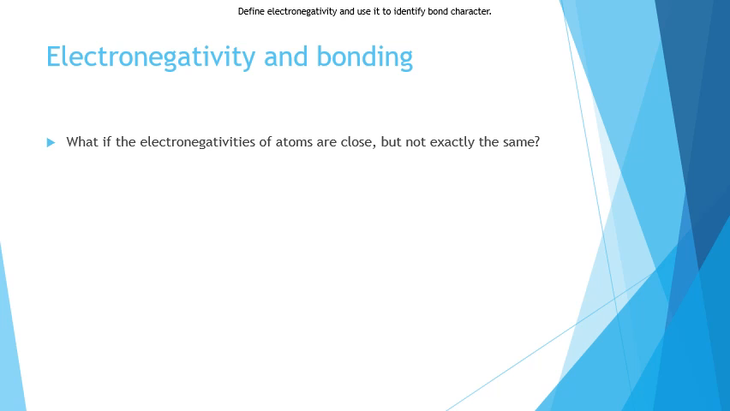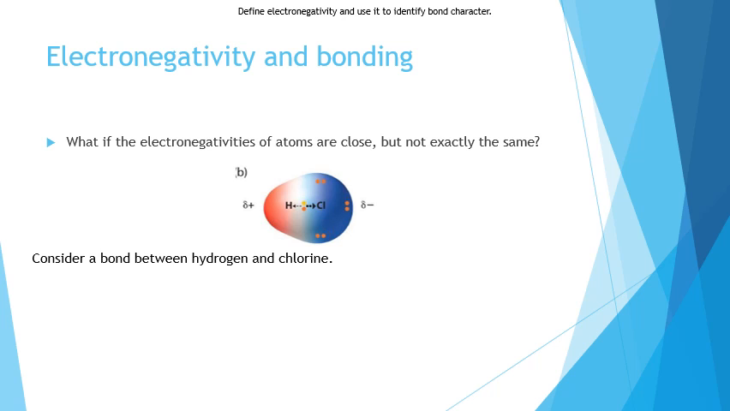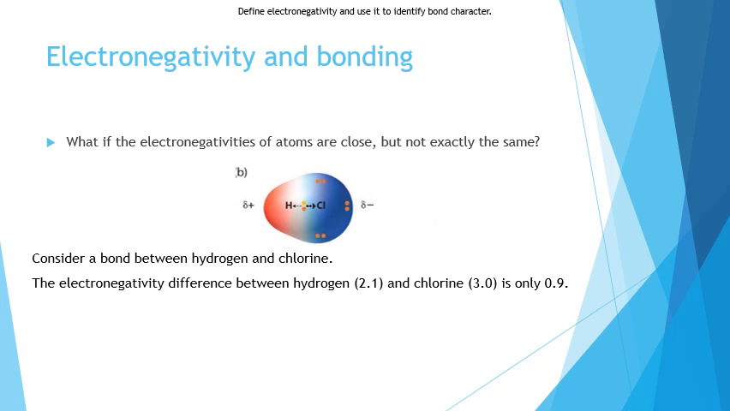So what if the electronegativities of the atoms that are bonding are close, but they're not exactly the same? So let's consider a bond between hydrogen and chlorine. And I'll talk about this picture up here in just a second and tell you what we're seeing here. But just look at the electronegativities of those two. The electronegativity of hydrogen is 2.1. Again, you can find that on your periodic table.